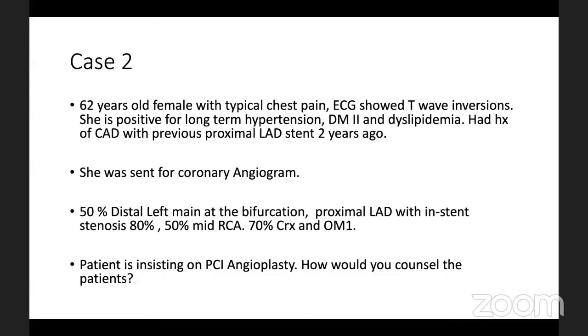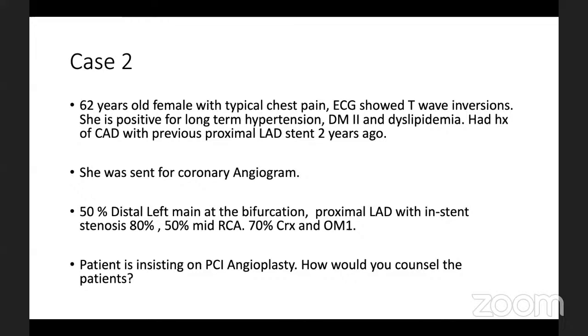Right. Okay, excellent. So now I gave you the report of the coronary angiogram. The patient was on the table. They did a coronary angiogram and found all those lesions. However, this patient is insisting on being restented for another PCI. So how would you counsel the patient?